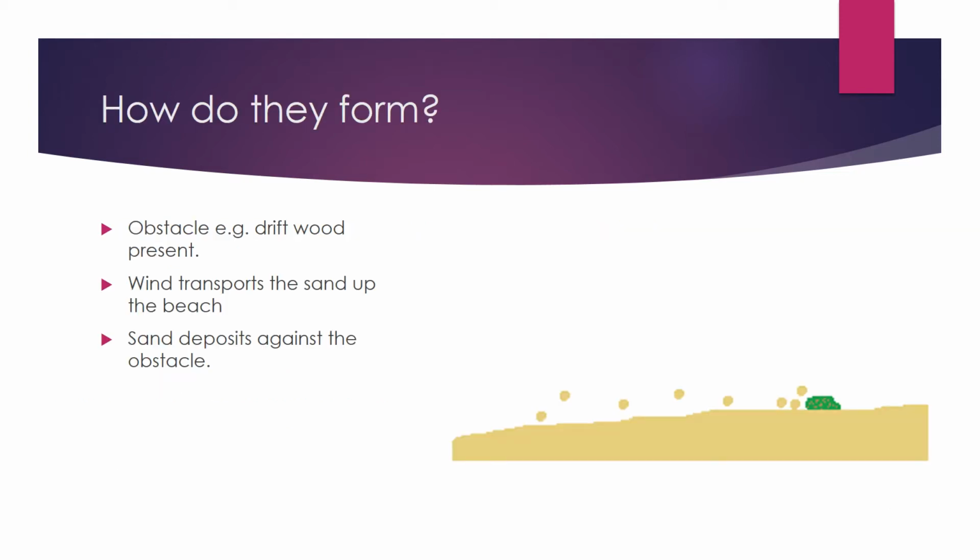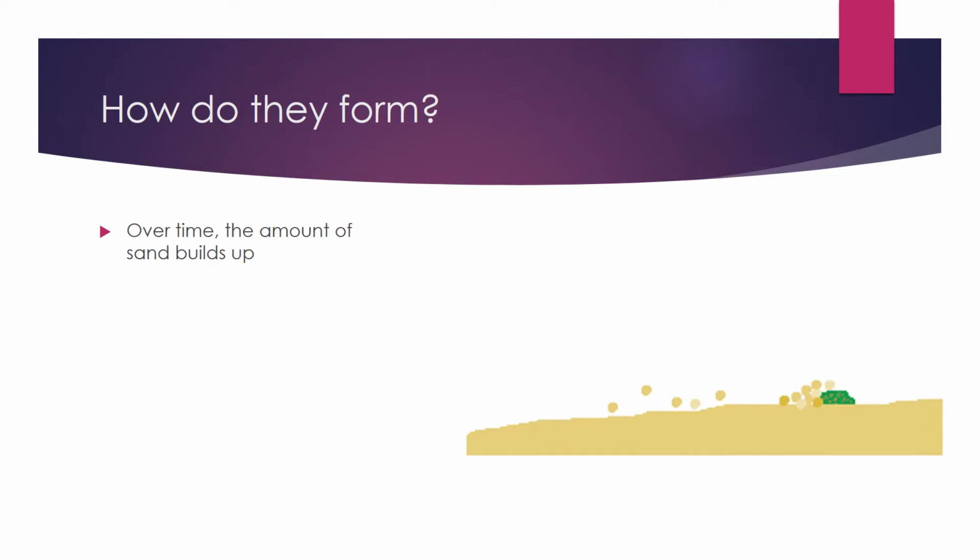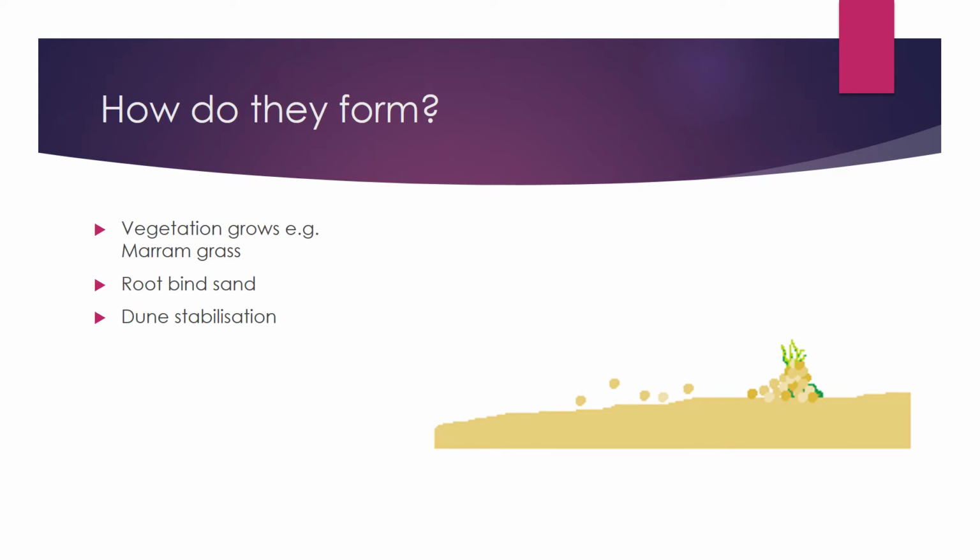Okay, let's have a look at how sand dunes form. So wind transports sand up the beach. The sand is trapped by an obstacle such as driftwood, and over time the amount of sand builds up. As the pile of sand gets steeper, it becomes unstable and may collapse under its own weight. When this happens, finer, lighter sand particles may fall down the other side. Once an angle of 30 to 34 degrees is reached, this dune becomes stable.